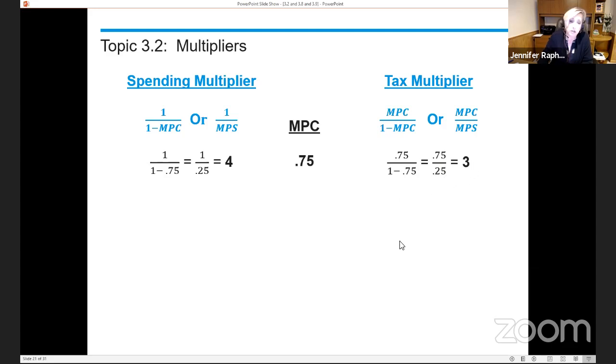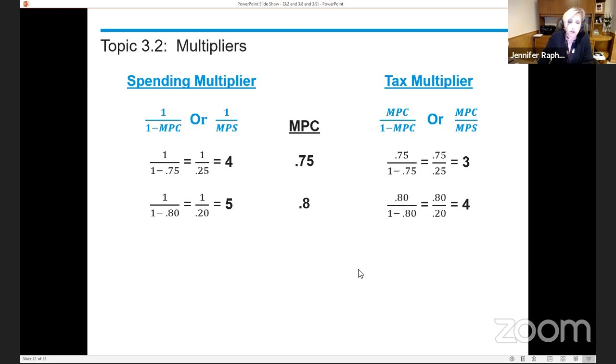All right, now let's use a different MPC. I'm going to give you a moment. I want you to calculate the spending multiplier and the tax multiplier. Hopefully you arrived at 1 over 0.2 equals 5 on this side. And 0.8 over 0.2 equals 4 on this side.